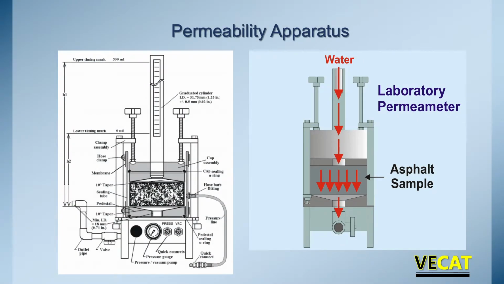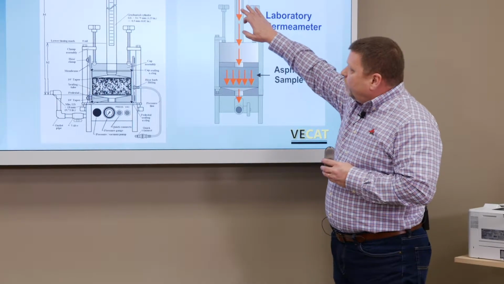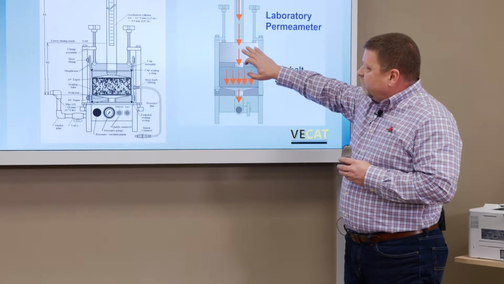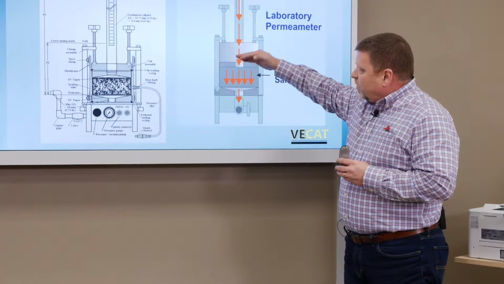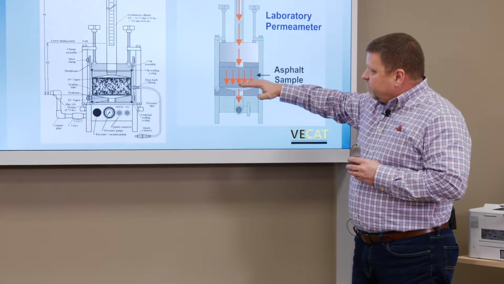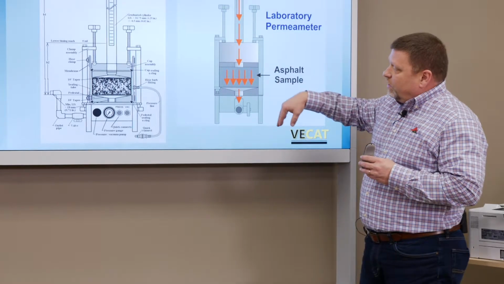Here's a diagram of the actual permeability apparatus. A couple pictures here. It's a falling head permeameter. As you can see from the first picture here on the right, water flows through the tube, the graduated cylinder. It disperses across the top of your specimen, flows vertically straight down through the specimen and comes out the bottom. And all you're going to be doing is measuring the water flow through there.